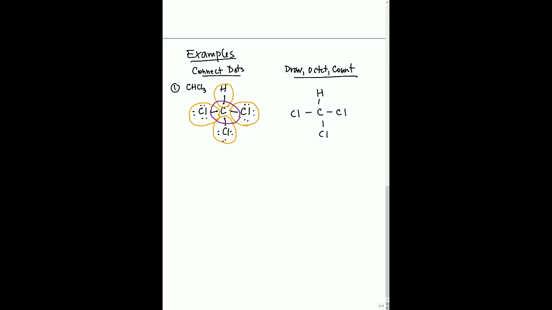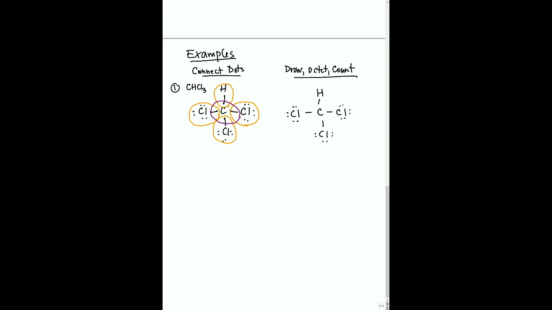The hydrogen has its 2, so the chlorine on the left needs 6 more electrons to have an octet. The chlorine on the bottom needs 6 more electrons to have its octet, and this chlorine on the right needs 6 more to have its octet. Now, all the atoms have an octet, and the hydrogen has 2, and so that also satisfies the octet rule.